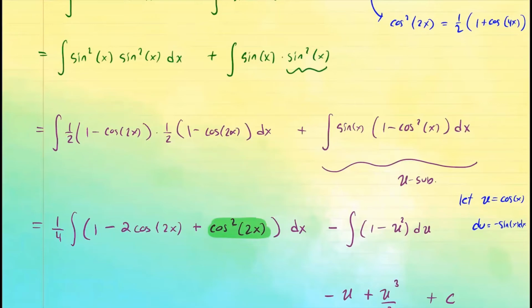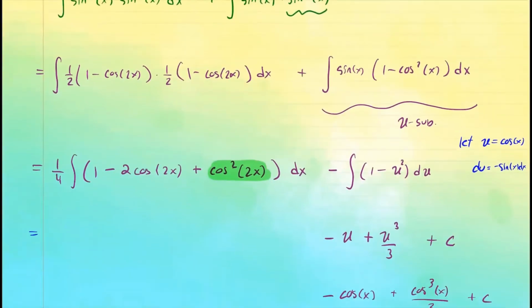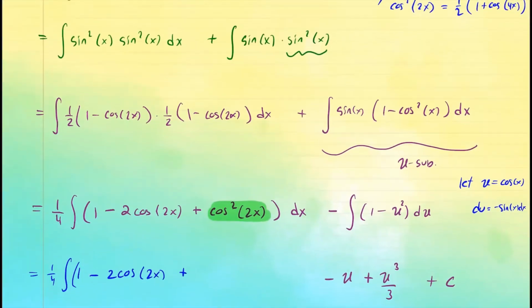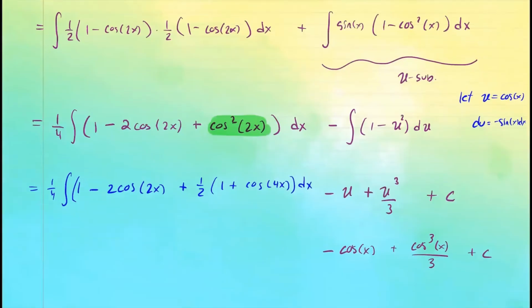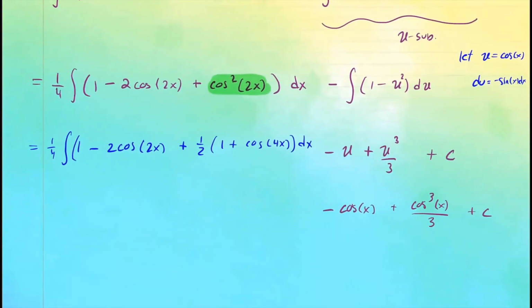Okay, so if I replace that, I'm still rewriting the integration. So this is 1/4 the integral of 1 minus 2 cosine of 2x plus, now cosine squared 2x is going to be replaced with that identity on top. That's 1/2 times 1 plus cosine of 4x dx. All right, so that's that. And then now we can integrate this piece by piece.